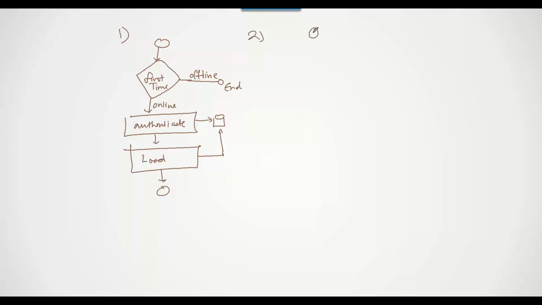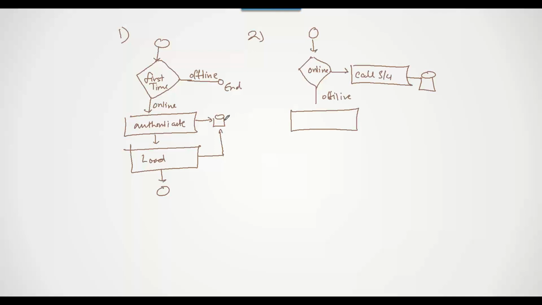Step number two, when the application starts next time, we will check if the application is online. If the application is online, then we are going to call our S4 HANA server and load all the data from an online store from the real server. But if the application is offline, in this case, we are going to utilize our offline store and load all the data from the offline store. Once the data is loaded from the offline store, we will display this data to the user.